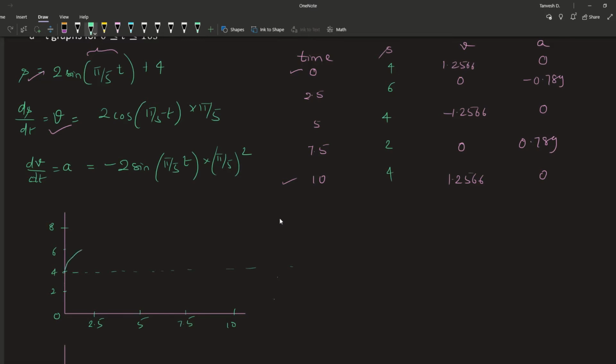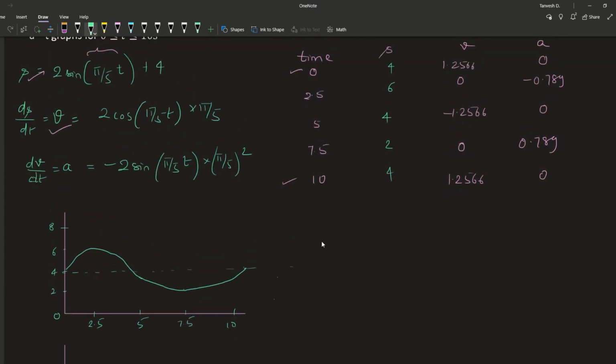At 2.5 we are getting 6, then at 5 we are getting 4, at 7.5 we are getting 2, and at 10 again 4. So this is the displacement time graph.